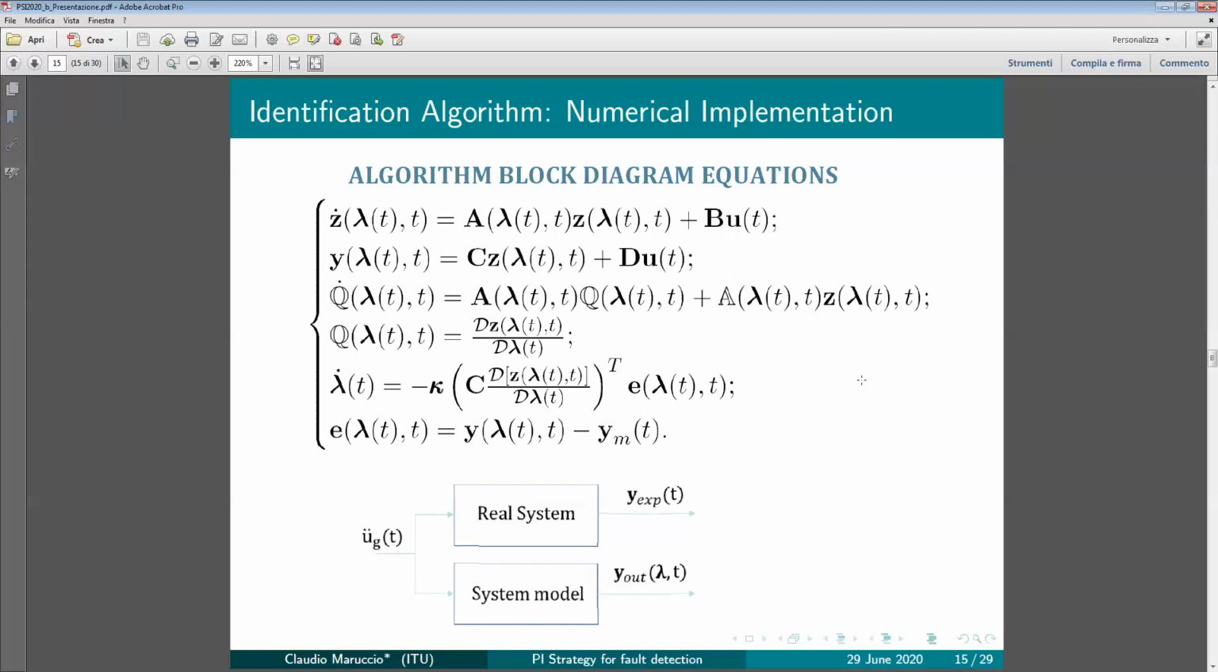So the input force is given by the ground motion UG, that is the input for both the real system and its system model. Then the real system that we want to identify provides as output a vector Y experimental, that is a function of t. While the system model will provide an output Y out, that is a function not only of time, but also of the lambda that are changing during the procedure.